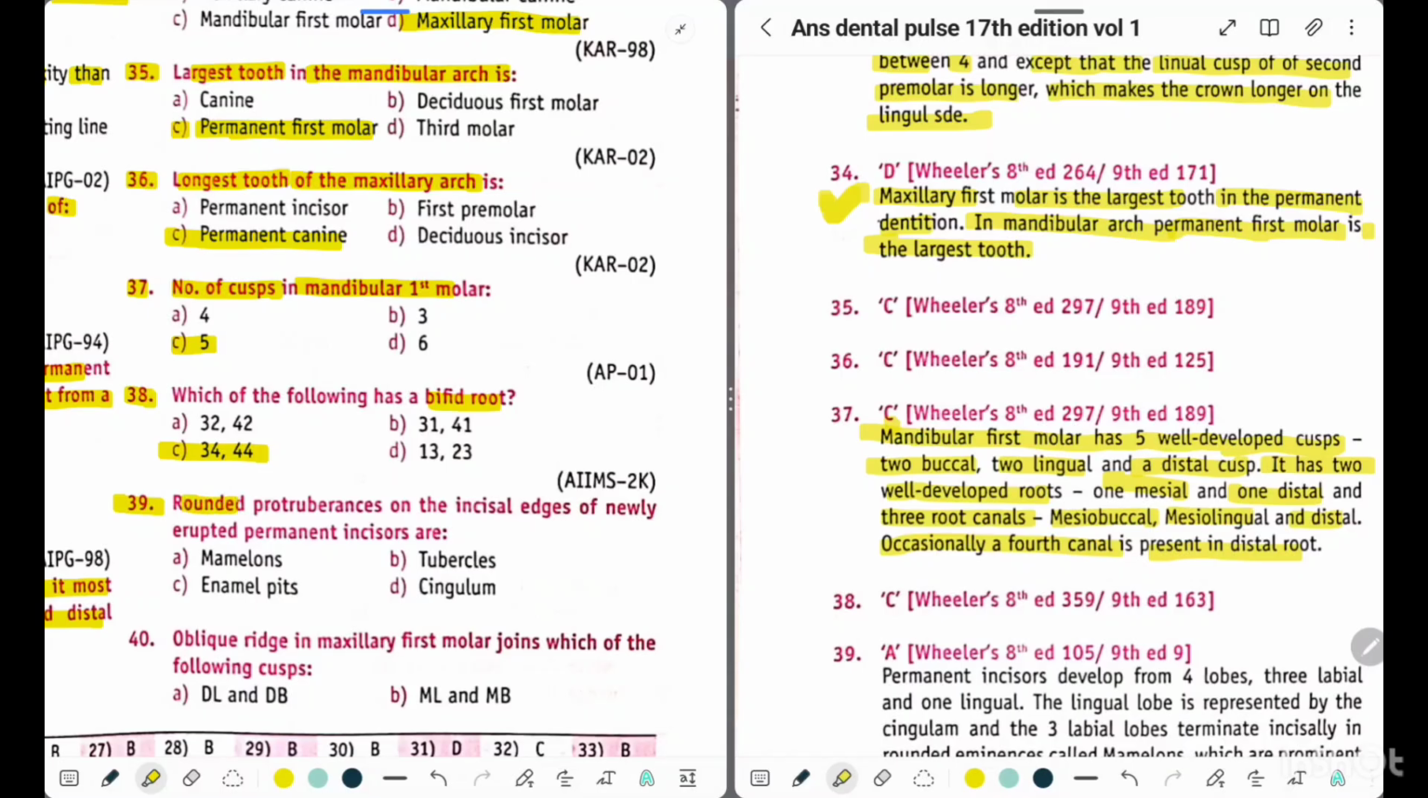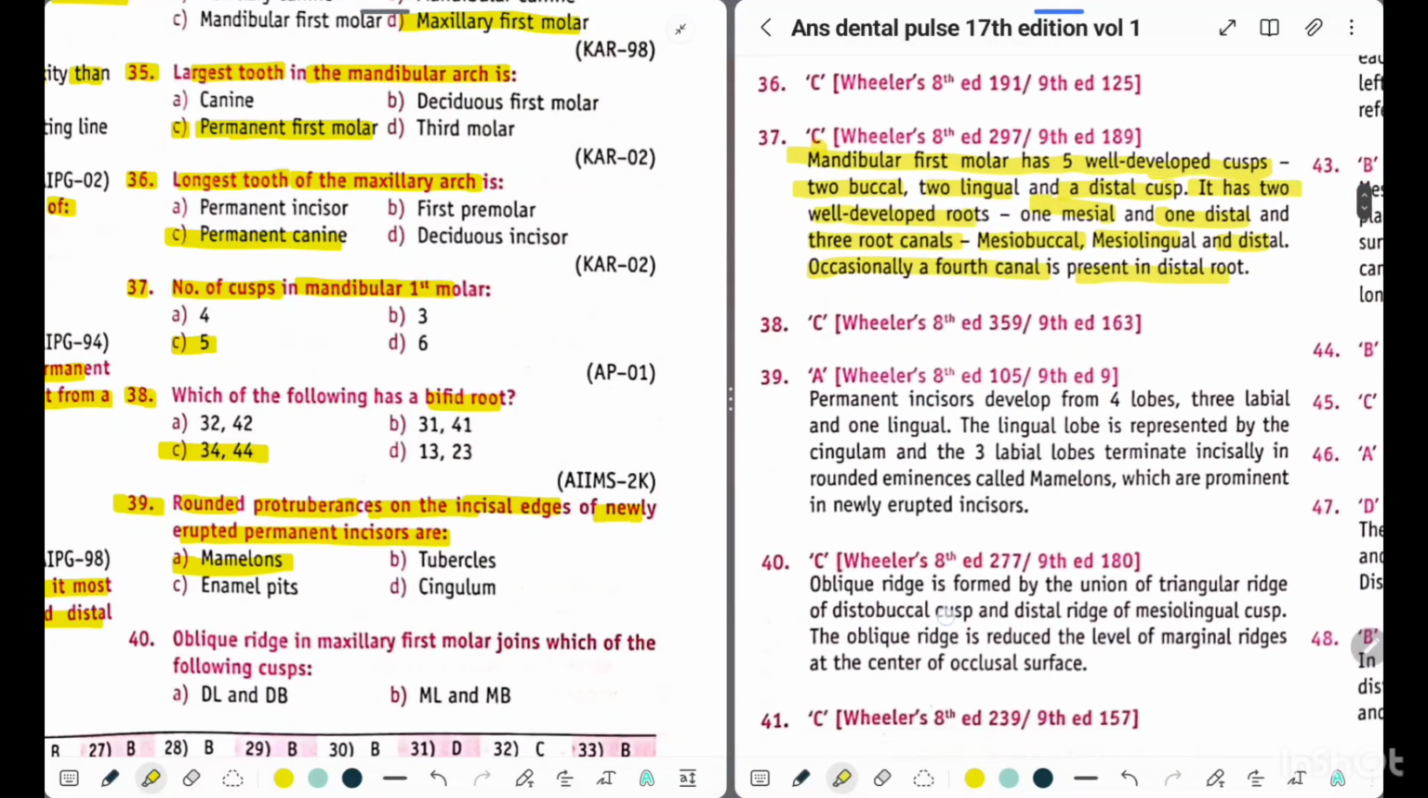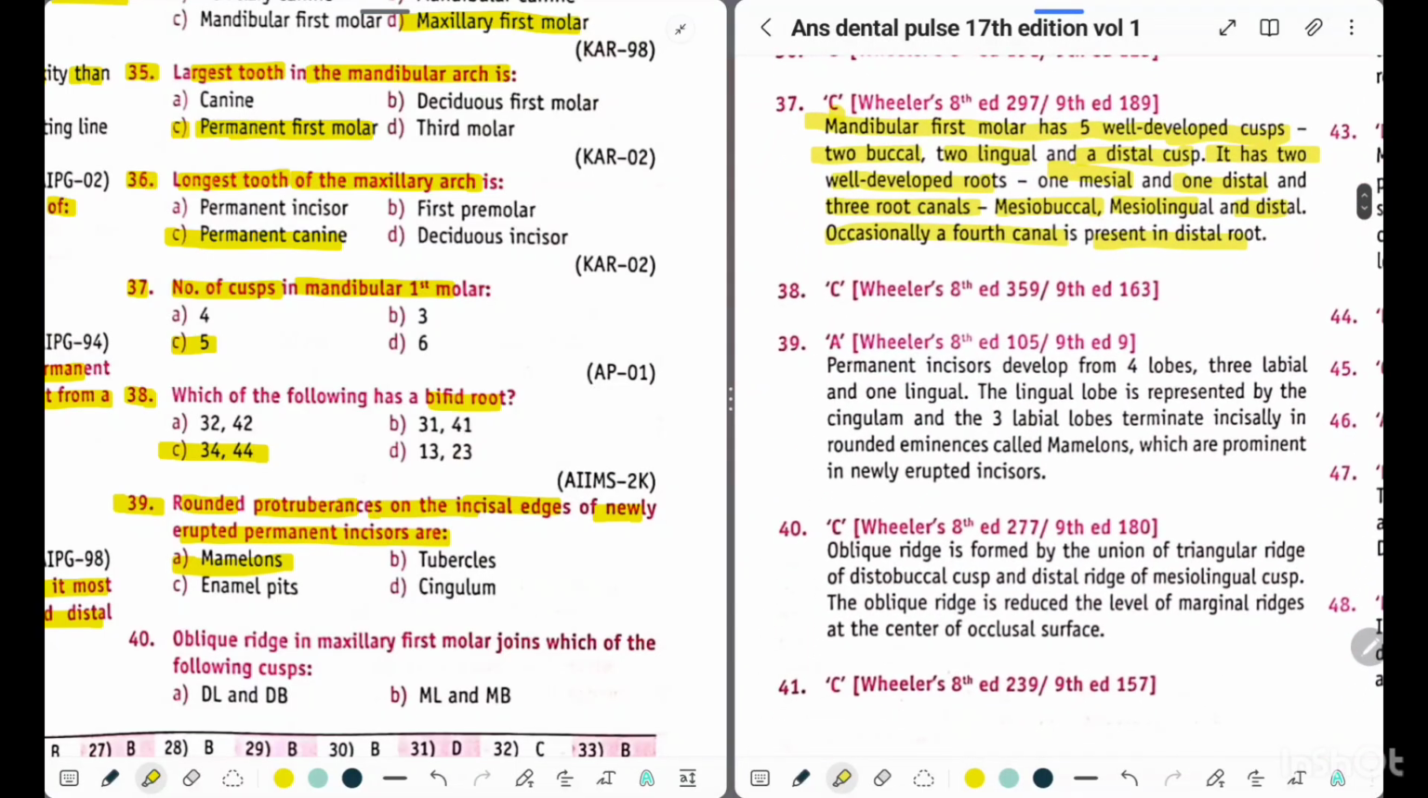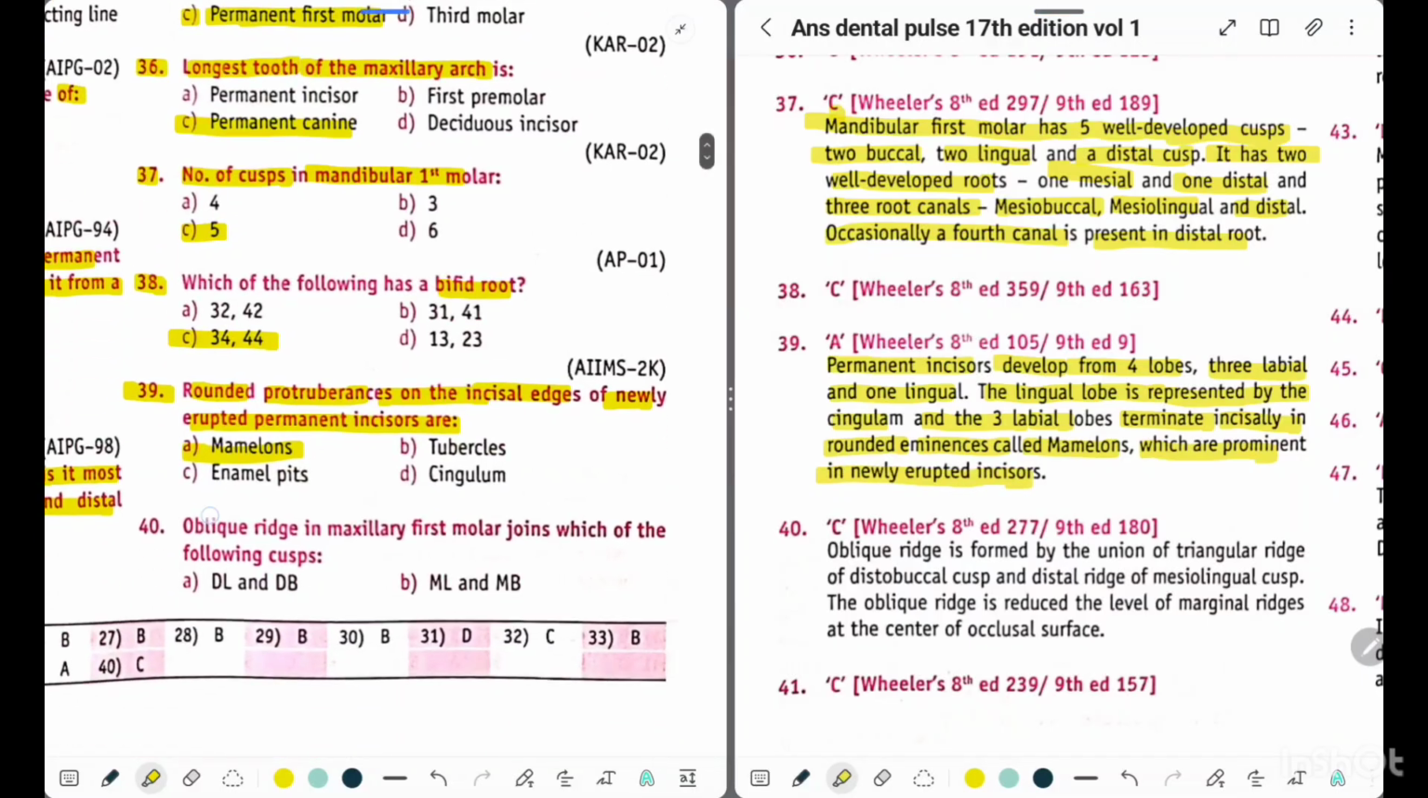Question 39. Rounded protuberances on the incisal edges of newly erupted permanent incisors are? Its answer is mamelons. Option A, mamelons. Permanent incisors develop from 4 lobes, 3 labial and 1 lingual. The lingual lobe is represented by the cingulum and the 3 labial lobes terminate incisally in rounded eminences called mamelons, which are prominent in newly erupted incisors.